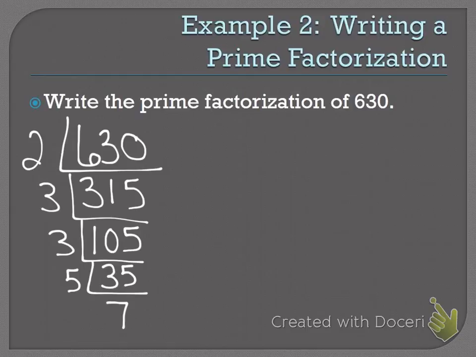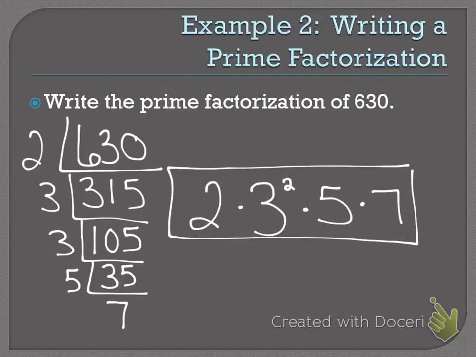Now, in your prime factorization, you need to list your prime factors least to greatest. This is important, and it makes it much, much easier for me to grade if they're listed least to greatest. So remember to write your repeated factors as powers, and you've done the prime factorization.